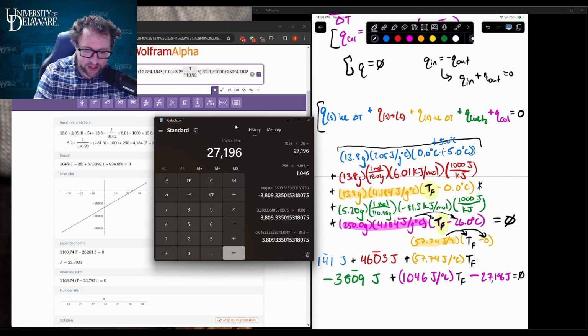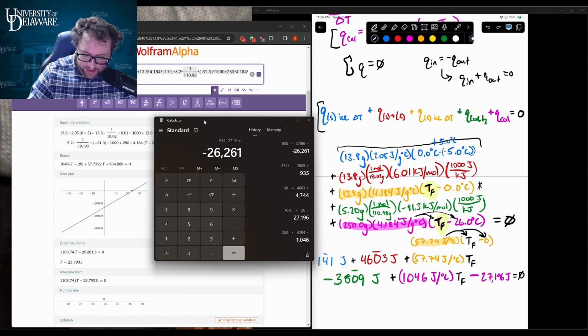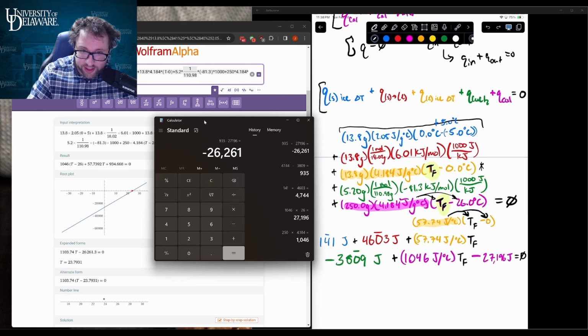So now we can look at this and we can say, all right, so I have TF here and I have a whole bunch of constants. So why don't I add together all my constants, add together my TFs, and see what we're left with. Notice our TFs have the same unit in front of them, so we can combine those. So I'm going to take my 141, my 4603, I'm going to subtract my 3809, subtract my 27196 from that. All right, so I have negative 26261. And thank goodness that agrees with what's on Wolfram.